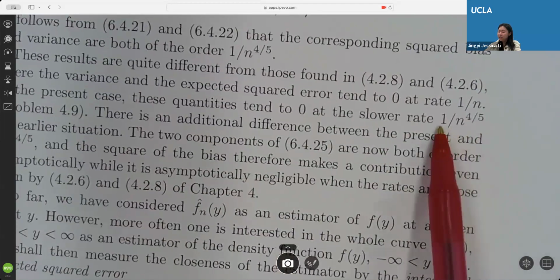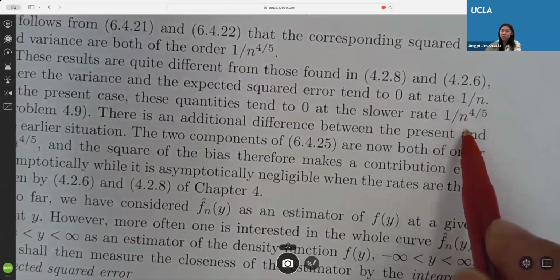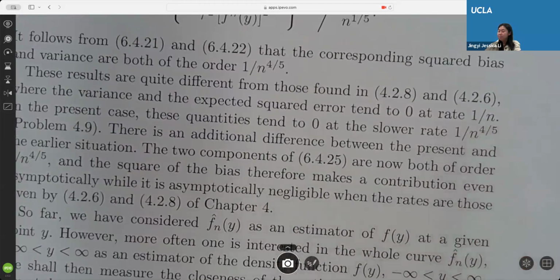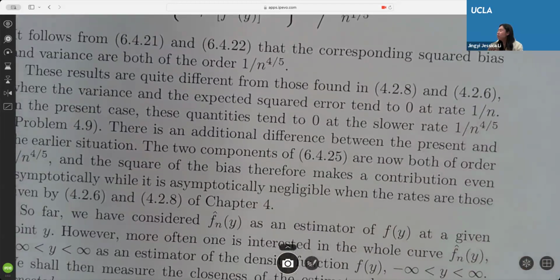And essentially, in this discussion part here, it says that this rate is slower than the typical rate of doing, like, the central limit theorem thing, the mean estimation thing, because in that case, the mean squared error has a rate 1 over n. So density estimation is actually slower in this case. Yeah, that's pretty much it. I want to say that.